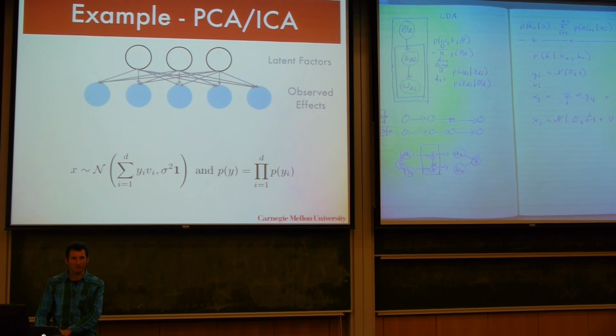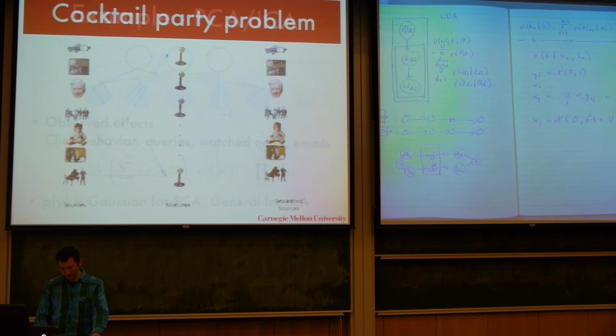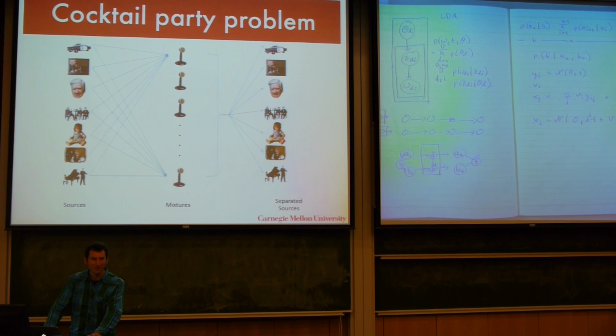Now, if the y_i's would not happen to be Gaussian, and that's not an unreasonable assumption, then this gives you independent component analysis. So let me show you an example of that.